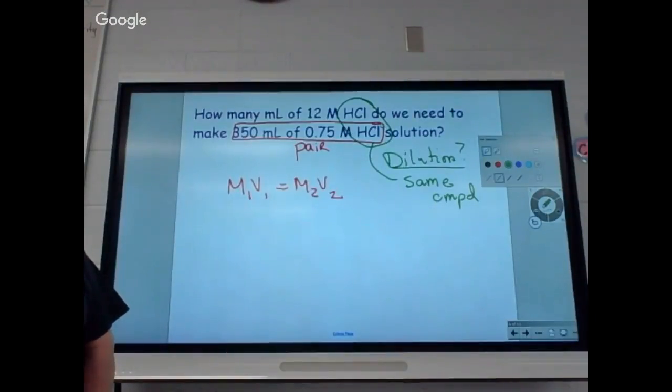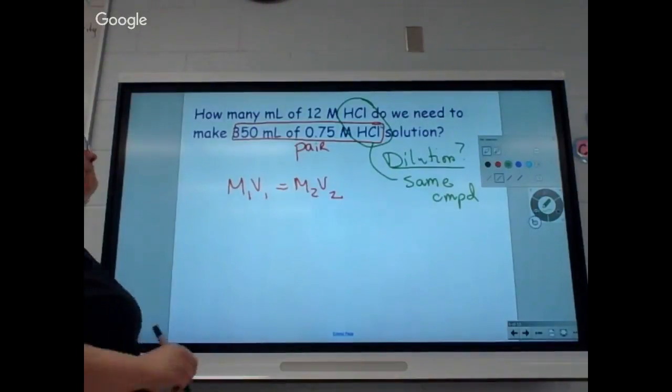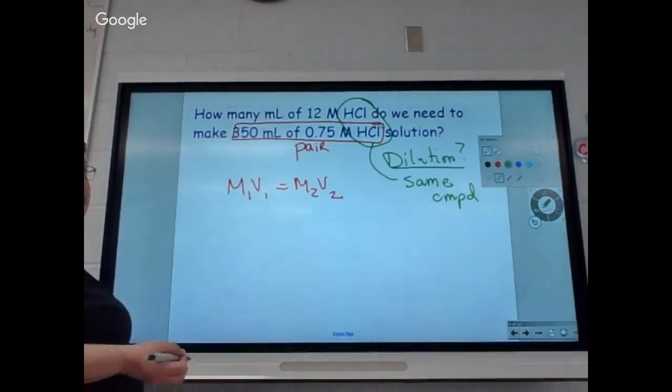All right? Now, if they're different, it's probably a titration, and if you have no idea how to solve titration on the exam, use this formula and pray for the best. Okay? If it's a 1-to-1 ratio, this formula will work. If it's not a 1-to-1 ratio, you're screwed. You've got no option. Hope for the best. Okay? So, just being honest.